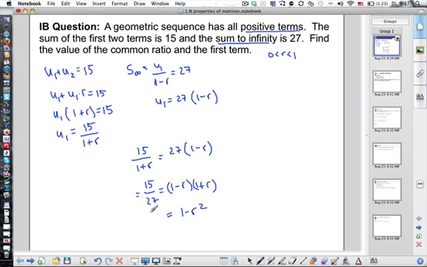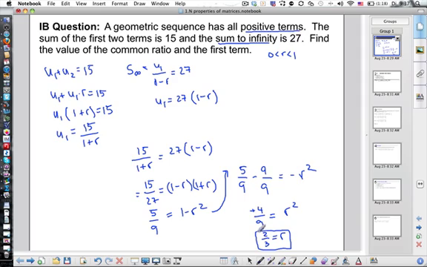15 over 27 is 5 over 9. Okay, and then we bring that over, we get 5 over 9 minus 9 over 9, which equals negative r squared. And then we have minus 4 over 9, well, let's just go plus 4 over 9 equals r squared. And then 2/3 equals r. I was just thinking way in advance back then. 2/3 is r. We're keeping the negative 2/3 out because it should be plus or minus, but we know that r needs to be between 0 and 1.